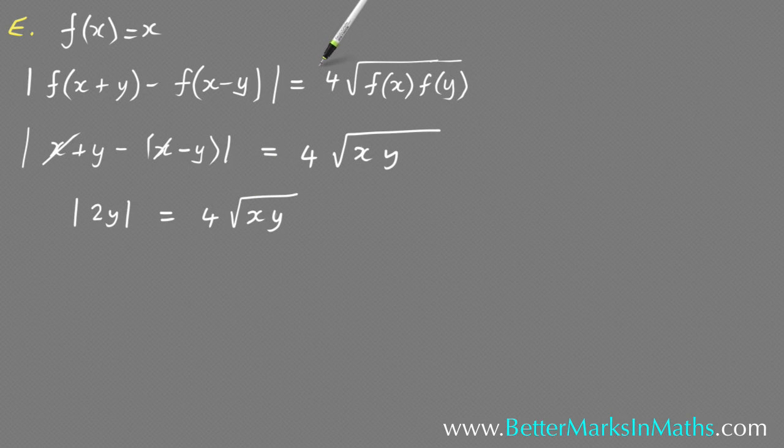Which would make this true for some values of x and y, but it has to be for all values of x and y from the set of real numbers. So this function doesn't satisfy that condition of x and y being an element of R. And so E is definitely not the answer. A is the answer.